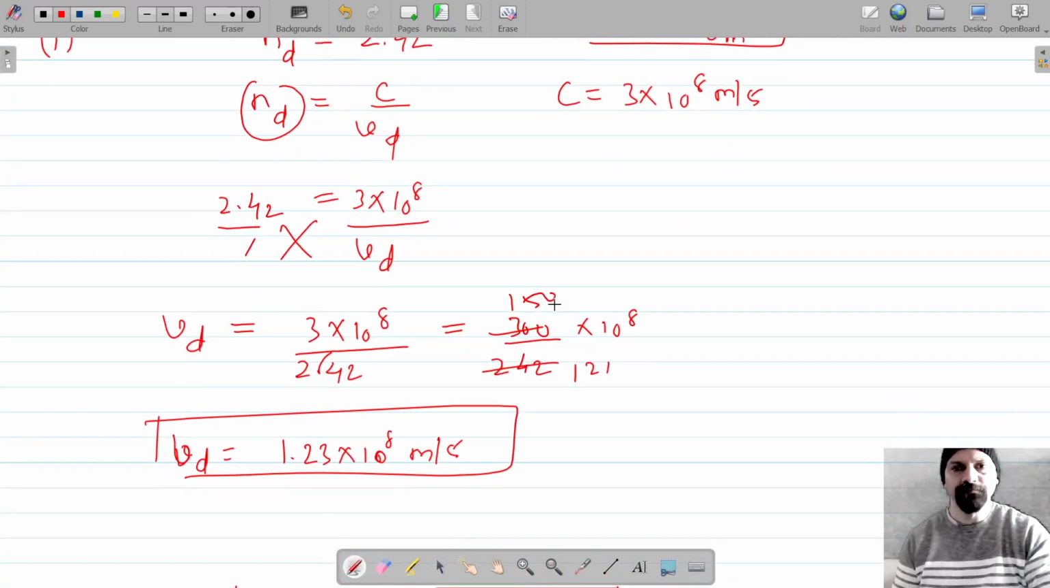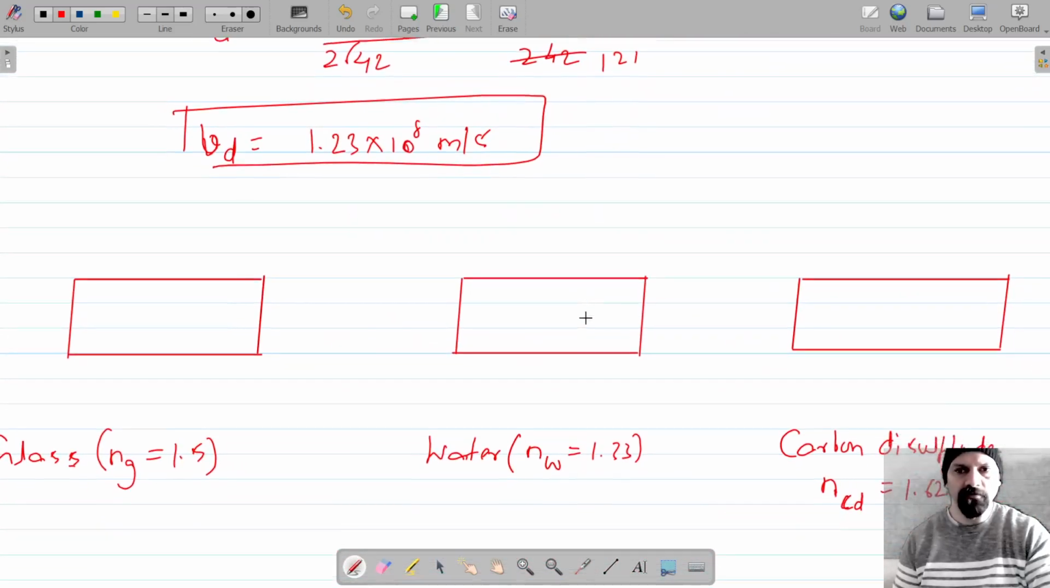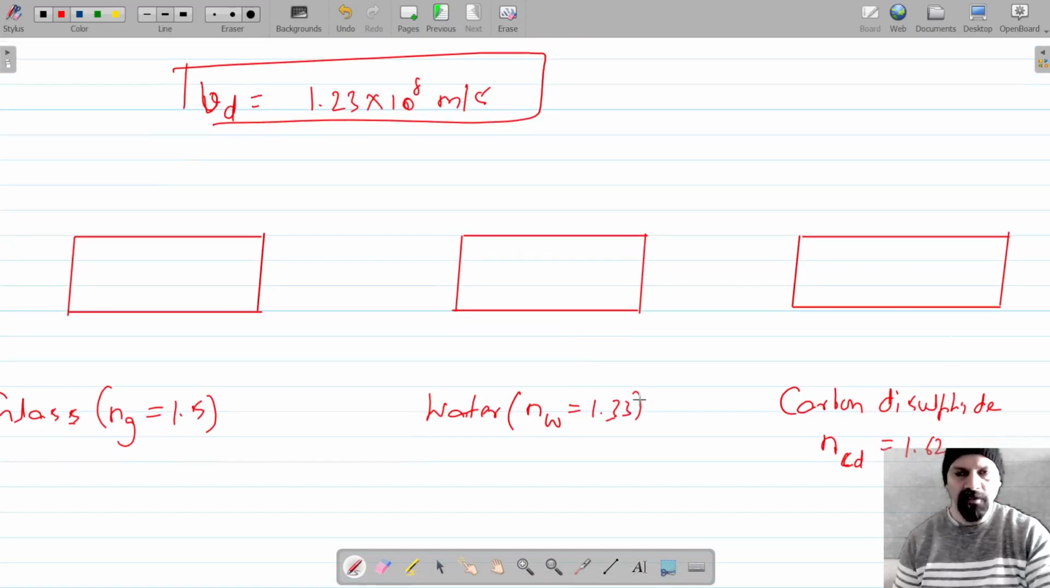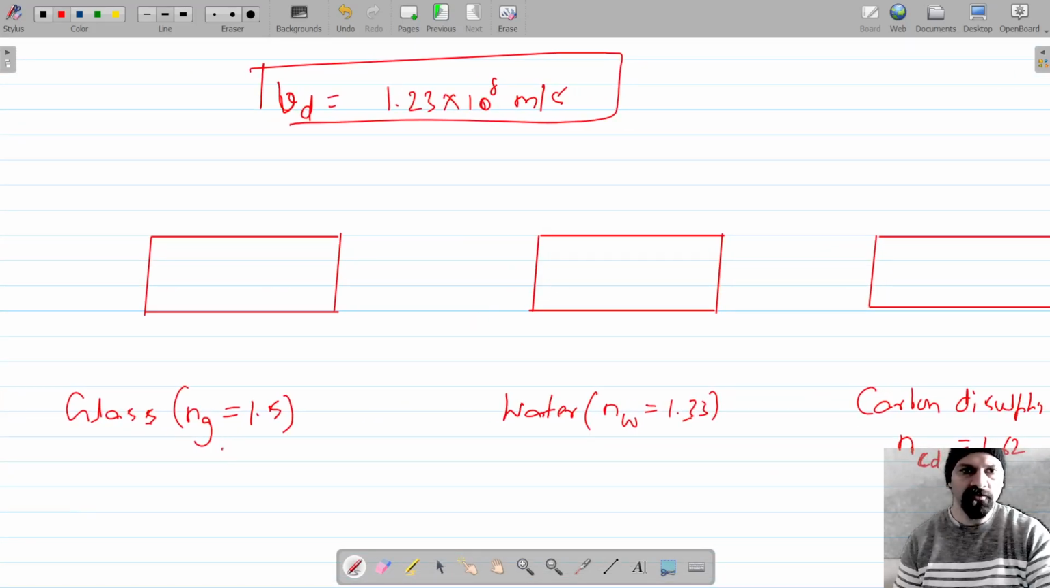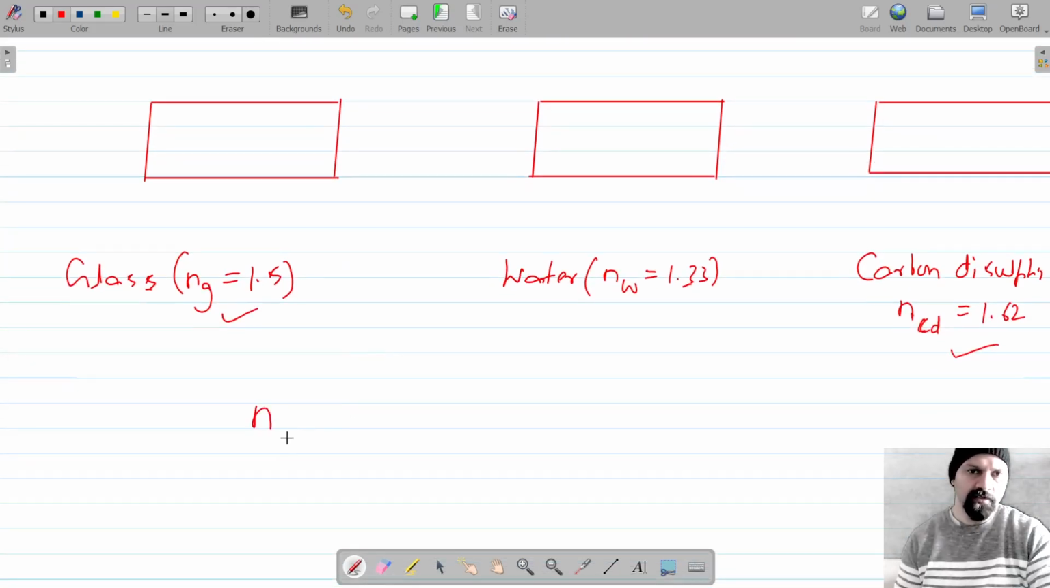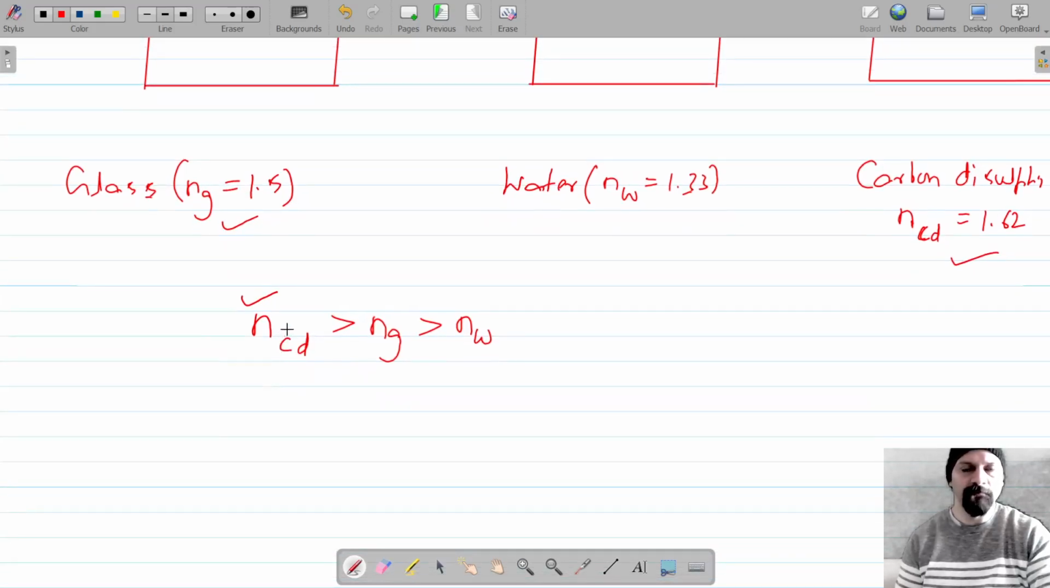Now, let the ray of light be incident. In this case, the more the refractive index, the less the speed of light in that medium, and the greater refractive index is here, 1.62. So carbon disulfide has a greater refractive index than glass, and the least is in water. So the speed of light in carbon disulfide will be the least, the speed of light in glass will be greater than this, and the speed of light in water will be the greatest.